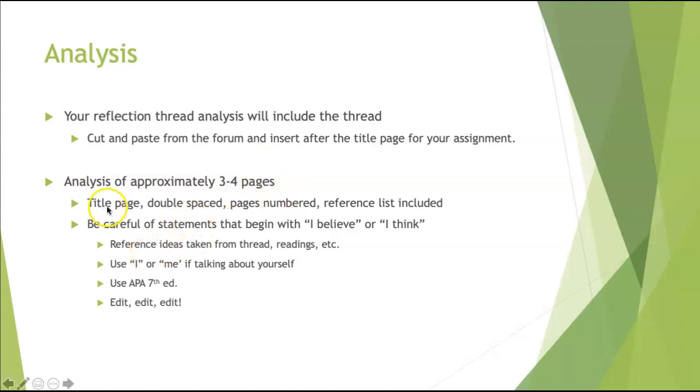So you're going to have your title page. Your analysis is going to be double spaced. You're going to number all of the pages, and that will include the thread analysis, because you'll just number the whole document. And your reference list will be included at the end. So just to reiterate, you'll have your title page, you'll have your reflection thread, you'll have your analysis, you'll have your references. So it'll be put together like that.